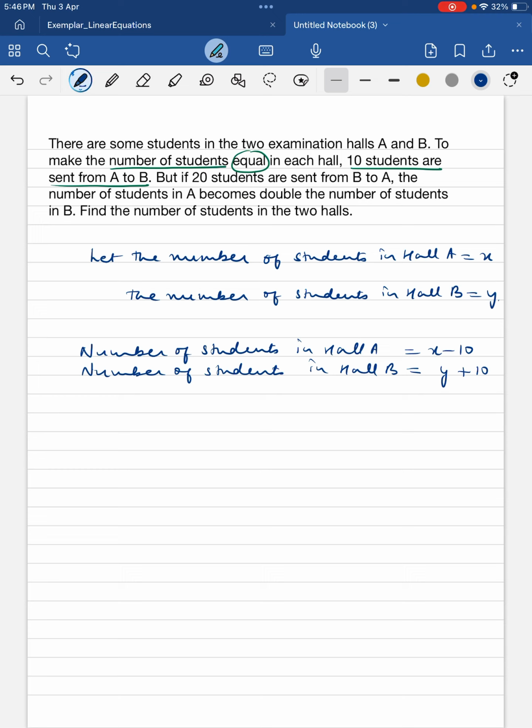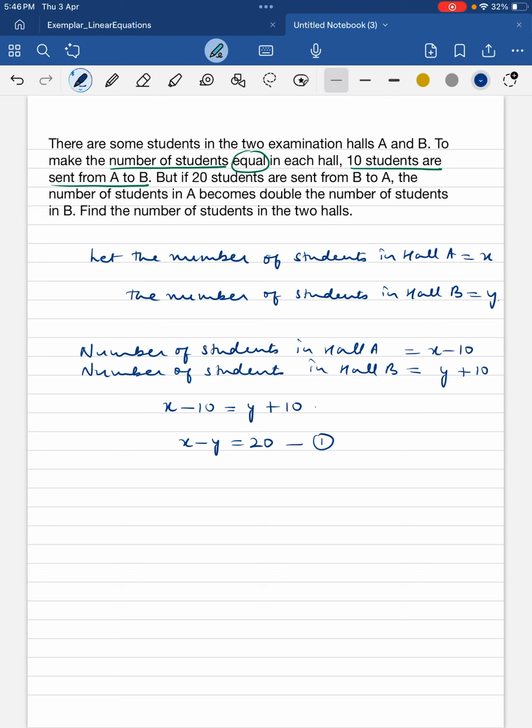Now in this scenario, they've mentioned that the number of students will become equal in each hall, which means X minus 10 is equal to Y plus 10. That is X minus Y equal to 20. So I have my first linear equation.